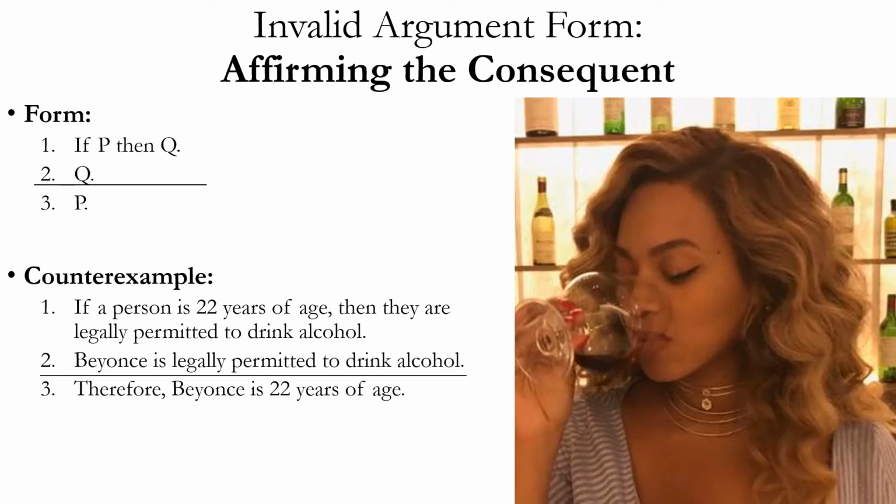Another argument form that's invalid is called affirming the consequent. This looks very similar to modus ponens, so it can often be mistaken for it, but it has a different form. The form is if P then Q, Q, therefore P. The difference is that the second premise affirms the consequent of the conditional rather than the antecedent. Modus ponens affirms the P, the antecedent, whereas this affirms the Q, the consequent, in the other premise. And then it tries to conclude that the antecedent is true.